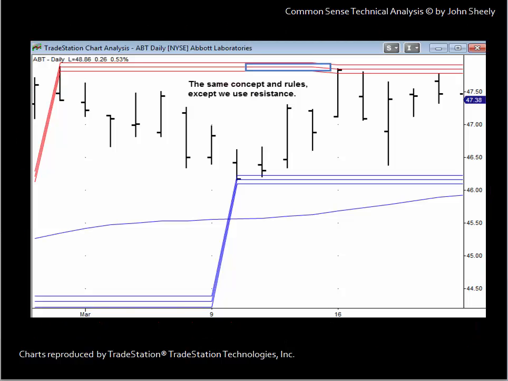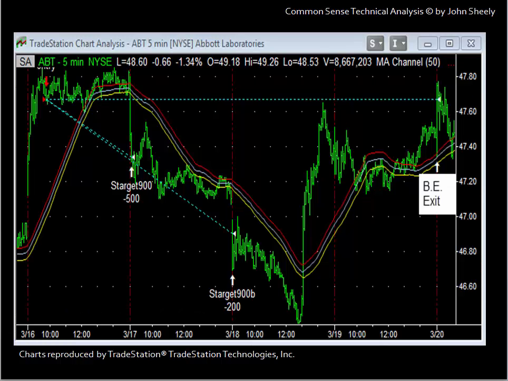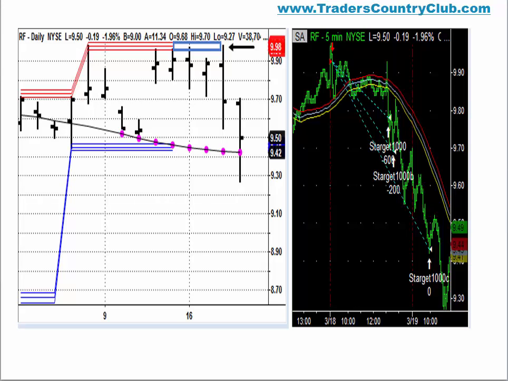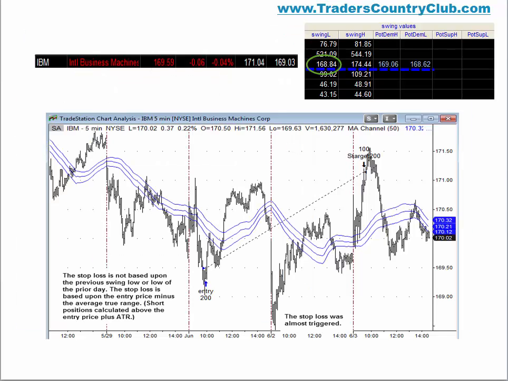The same concept is used for short positions against resistance. This chart is an example of a short entry. Another example of a short entry in IWO. Another example in RF. Notice that the lower prices of the stock actually allow a higher number of shares with a smaller dollar risk. The Command Central radar screen lets the trader know what trades may be setting up.